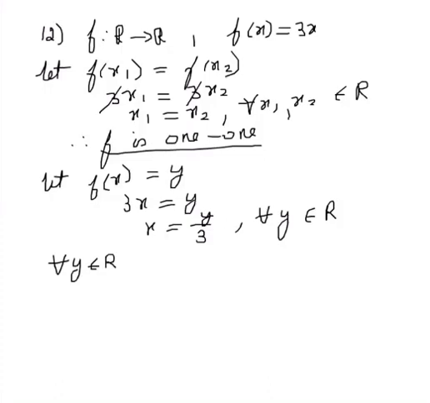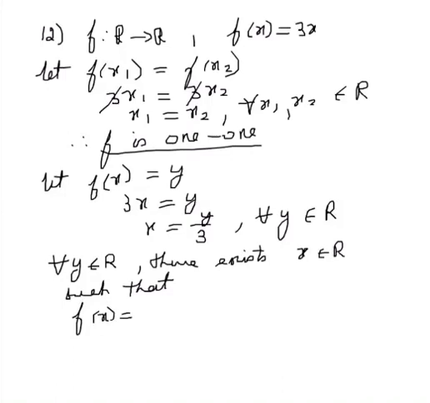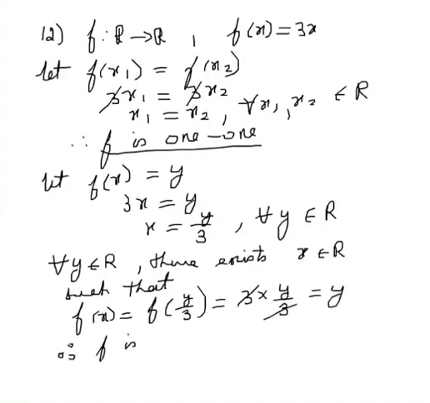So for any y belonging to R, there exists x belonging to R such that f of x is equal to f of y by 3. So use the definition, 3 times y by 3. F of x equals 3x is the definition, which gives y. Therefore, we conclude that f is onto. So it is 1-1 as well as onto. A is the correct answer.